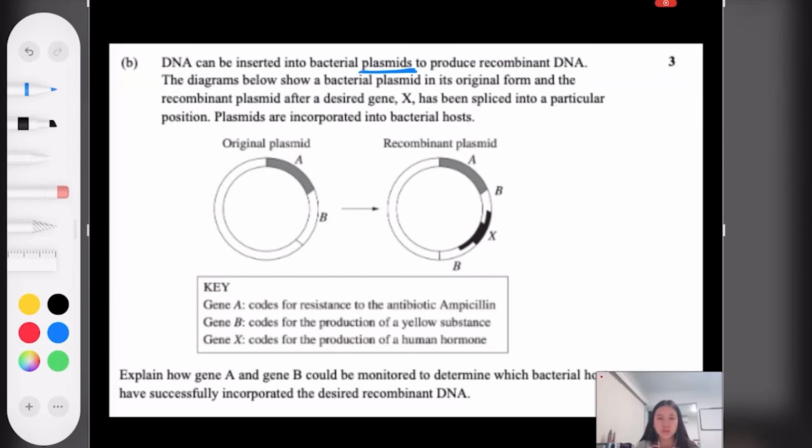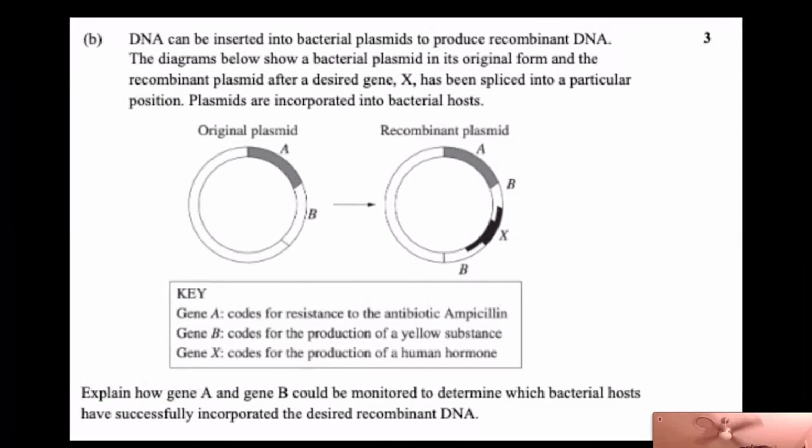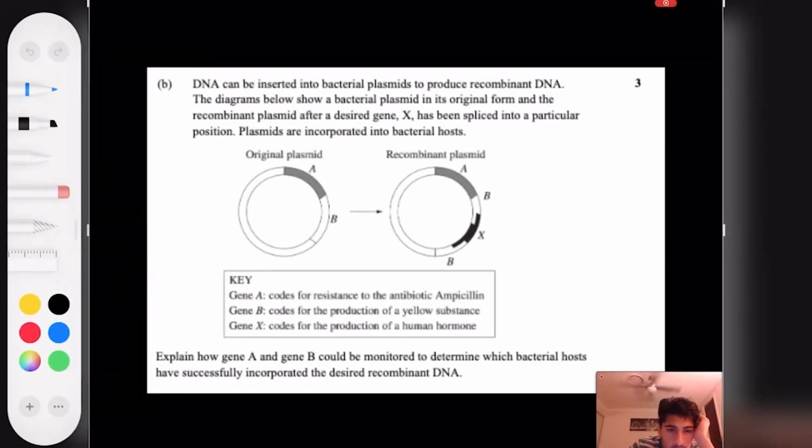To produce recombinant DNA, the diagrams show how a bacterial plasmid in its original form and the recombinant plasmid. Okay, I'm going to stop talking. I'm going to let you all absorb this because there's a lot of information here. Give you about 30 seconds to read it yourself as well. Sorry, I'll just delete the screenshot so you can read the entire question. Okay.